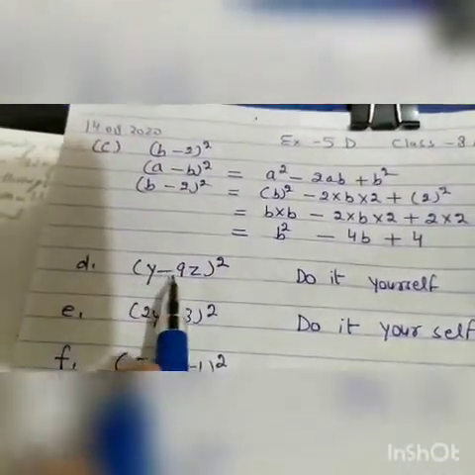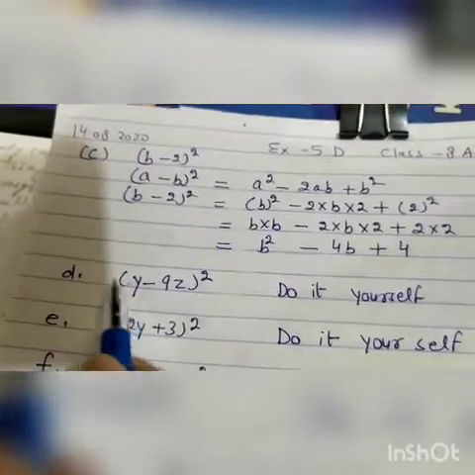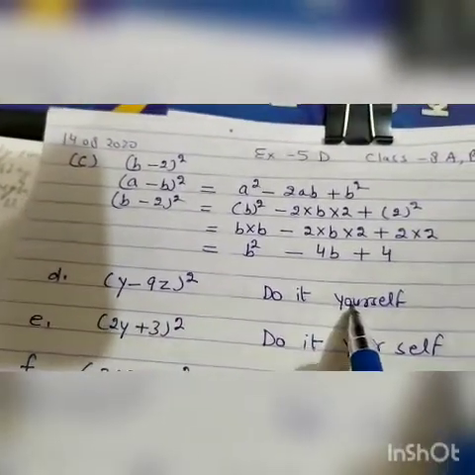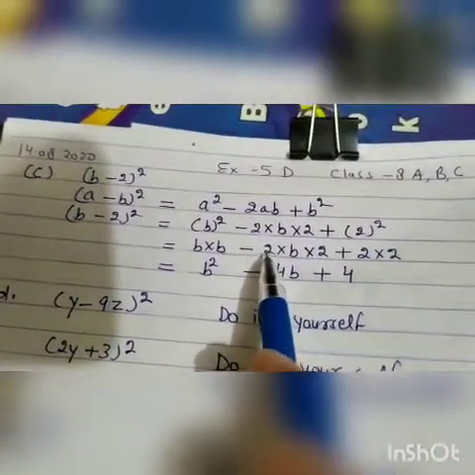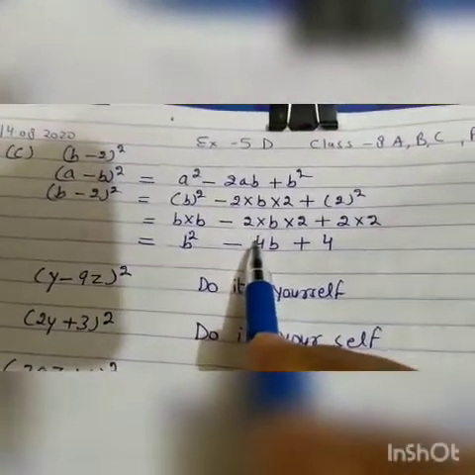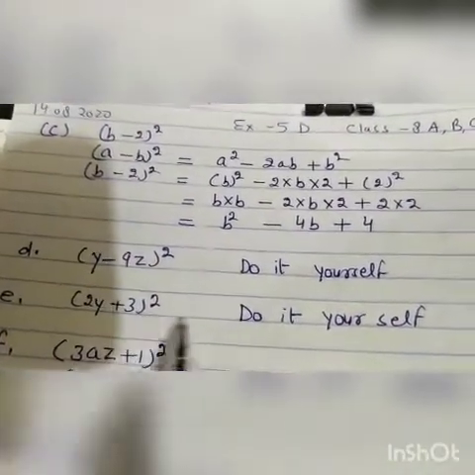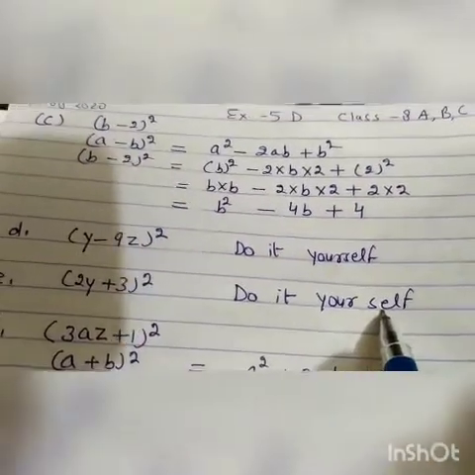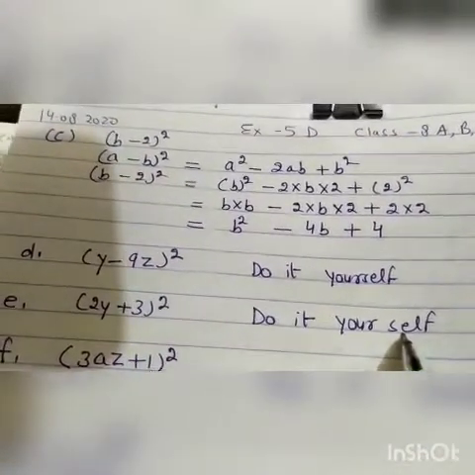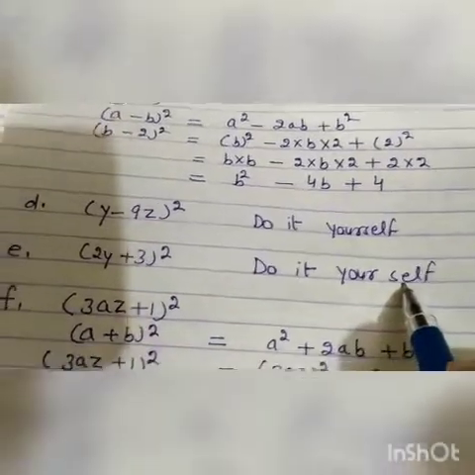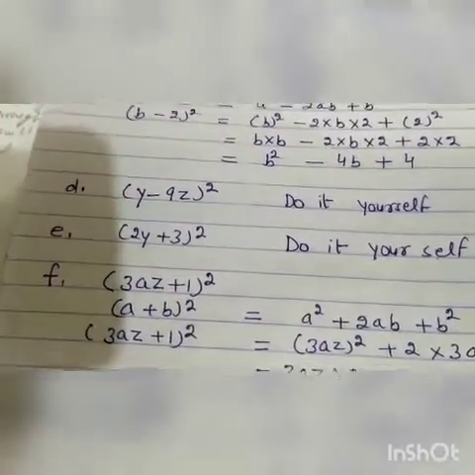Now D part, (y minus 9z) whole square. Do it yourself as just I explained this C part. Next is E part, it is with positive sign. Do it yourself also as we did B part. Now come to F.